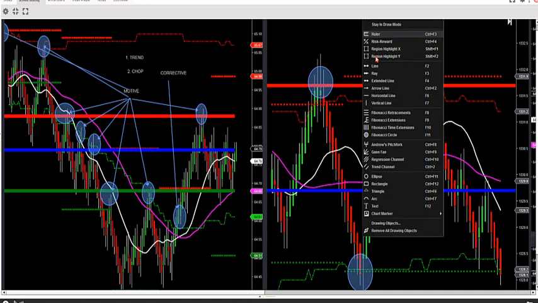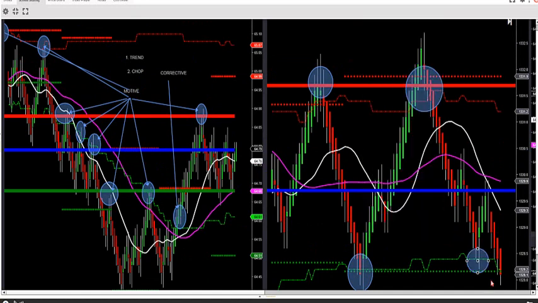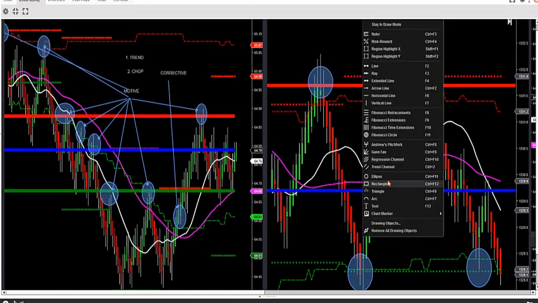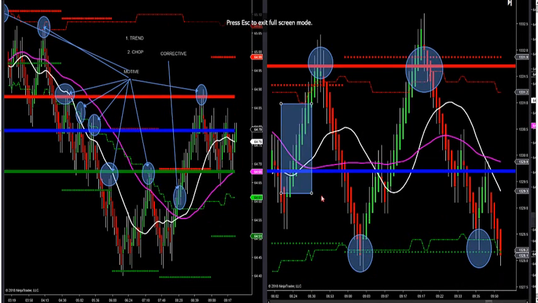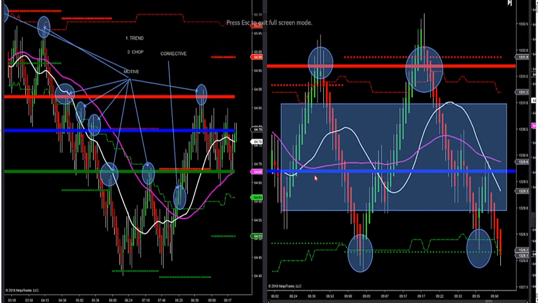You want to ignore the blue line now. Do not trade the control point. You want to just trade the outer edges, the outer red, the outer green on chop markets. You want to avoid the middle. Do not trade the middle. Do not trade arrows firing on these waves.